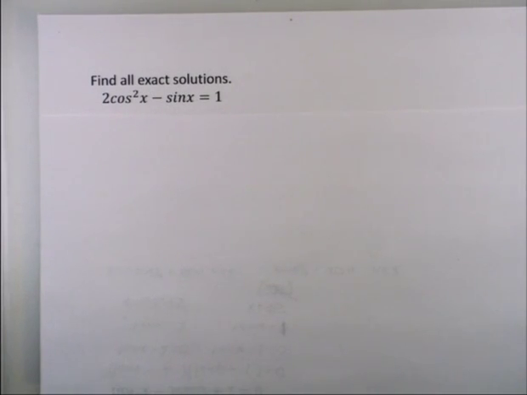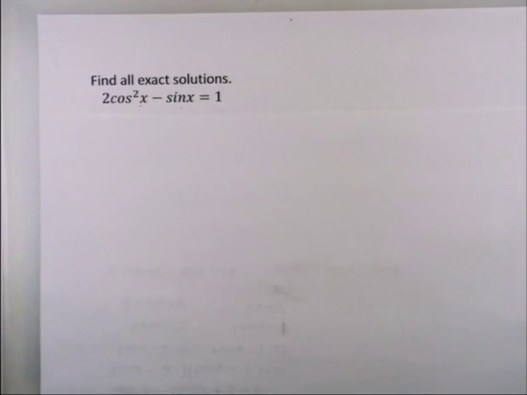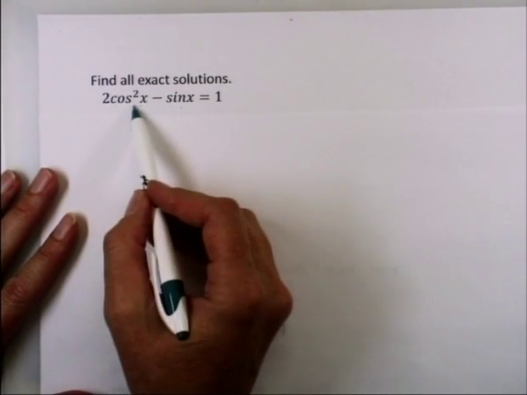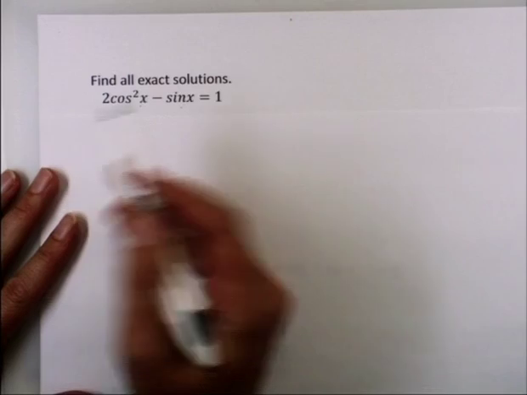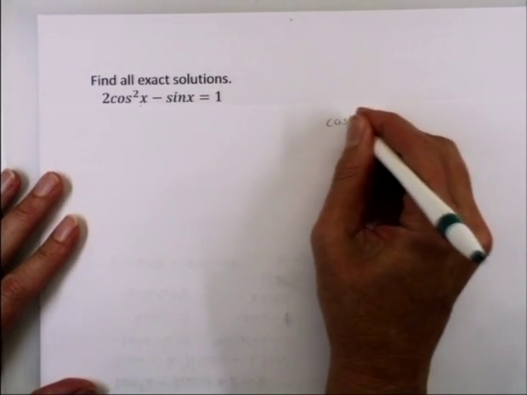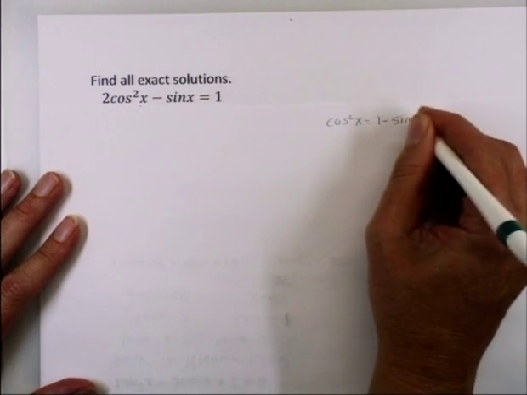So I look at this one and I have a cosine squared and I have a sine. So I'm not going to be able to factor this like I want to, because it doesn't look right. It's like having a y squared and an x. So the nice thing about trig functions is I have ways to turn a cosine squared into a sine squared, and that's that Pythagorean identity. Remember that cosine squared of x is equal to 1 minus sine squared of x.